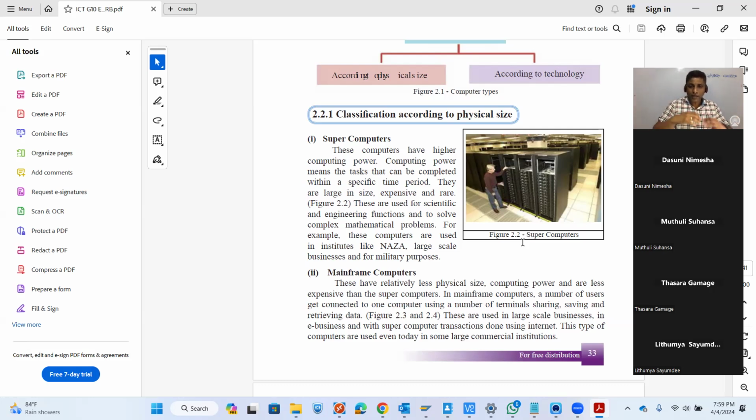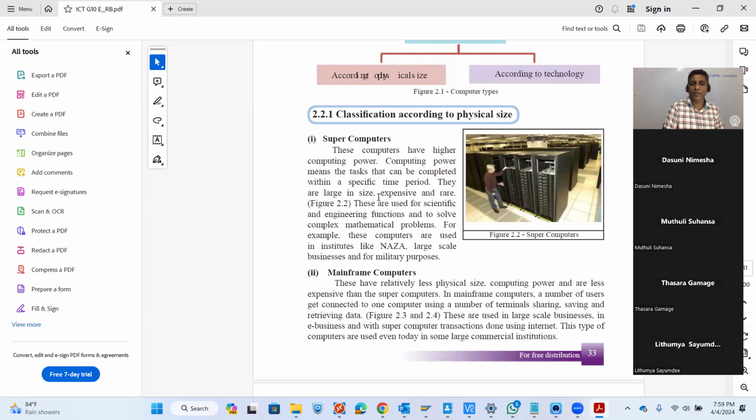For that we can combine a number of computers together and generate very high computing power, right? We use this for other things too. So we'll stick to the book itself, right? These computers have higher computing power, right? That's what I'm talking about. Computing power means the task that can be completed within a specific time period.